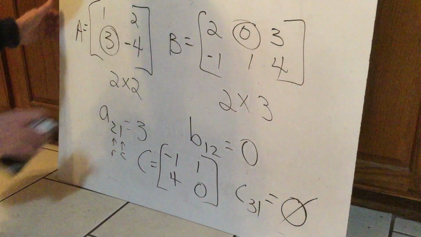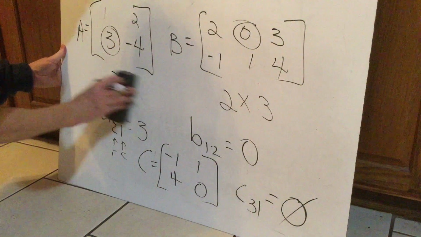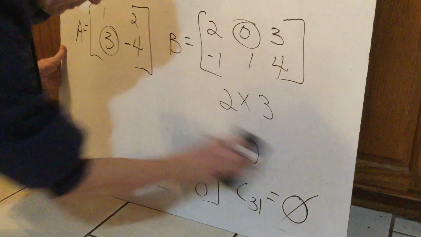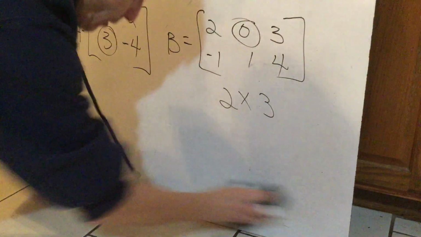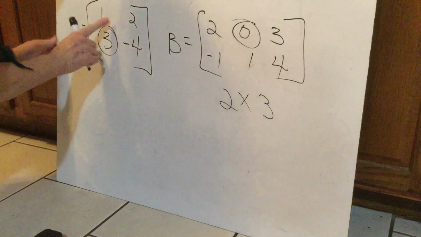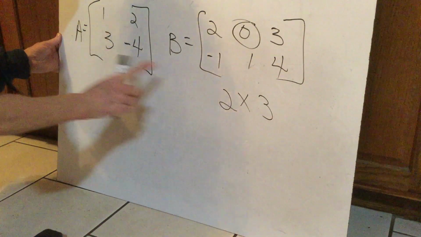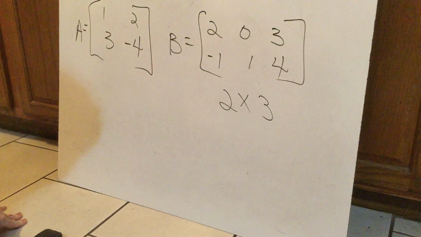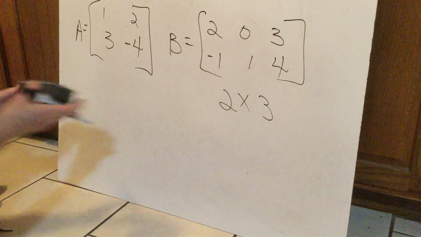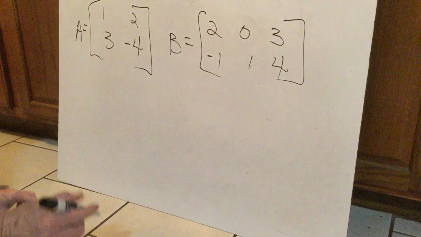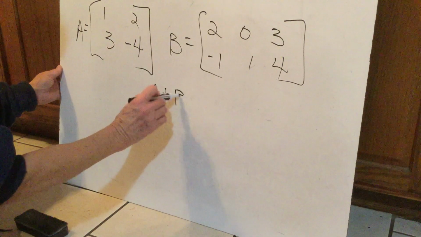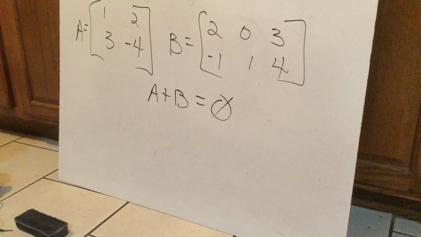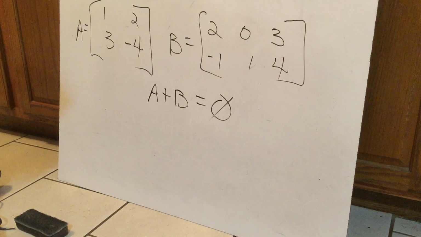All right, C. Now we're going to add. We don't need these circles anymore. We're going to add matrix A and matrix B. Now, guys, you can't do that. Do you have any idea why it is not possible to add A and B? Are you thinking? Are you saying it out loud? Are you guessing? What do you think? You can't add A and B because they are not the same size.